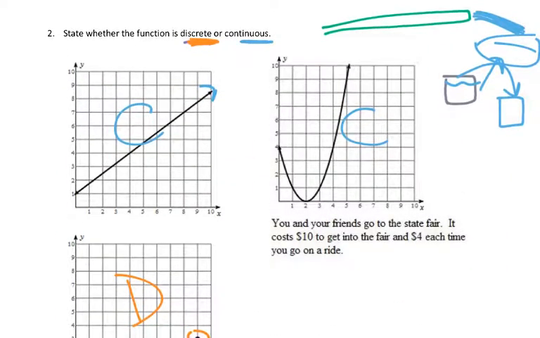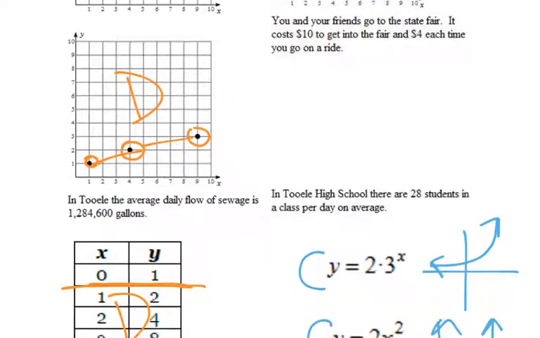So then when you're doing a story problem, that's how you have to think about it. So you and your friends go to the state fair. It costs $10 to get into the fair and $4 each time you go on a ride. Okay? So the question for continuous or discrete is, can I go in between? Can I do half of a ride? That doesn't make sense. Therefore, it's discrete.